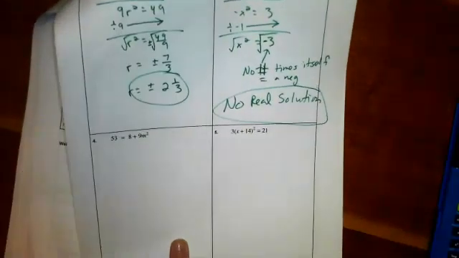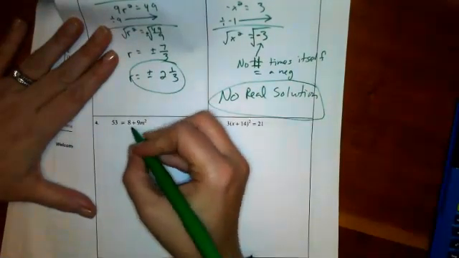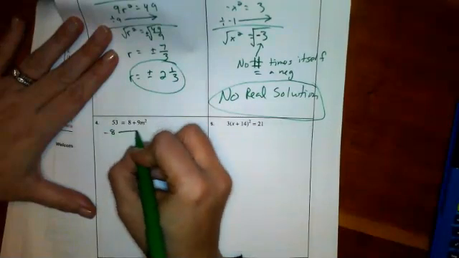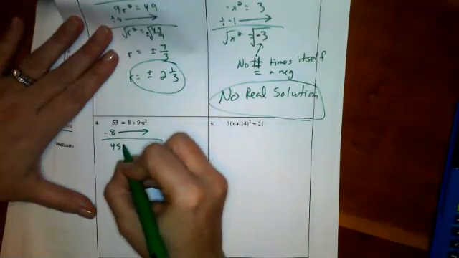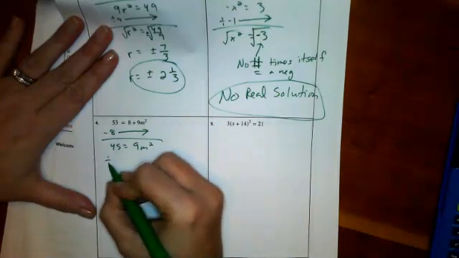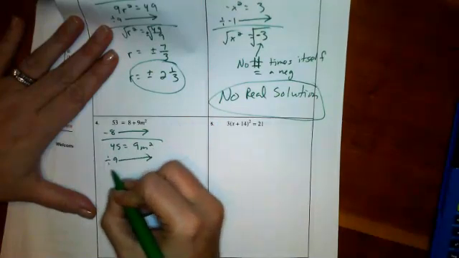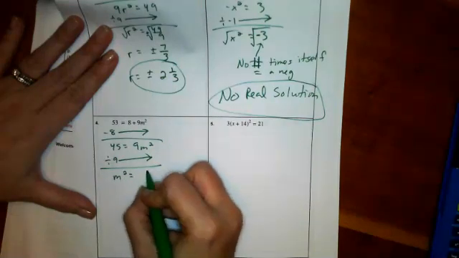Okay, number 4. We need to isolate that m squared, or the m I should say. We are going to subtract 8 from both sides. We get 45 equals 9m squared. We're going to divide both sides by 9. We get m squared equals 5.